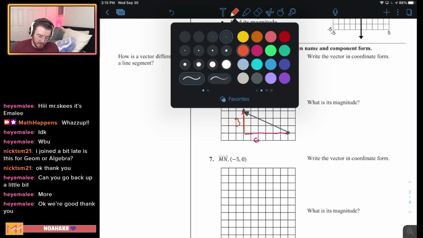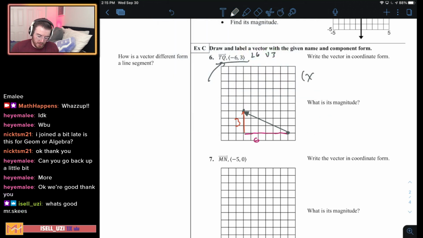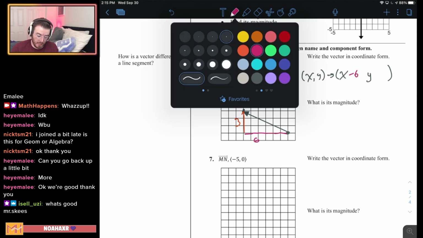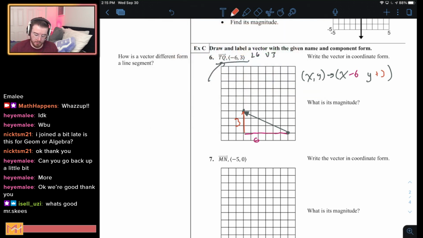So it says to write the vector in coordinate form. So what did we do? We subtracted 6 from our x value, and we added 3 to our y value. To go left means to subtract. To go up means to add.